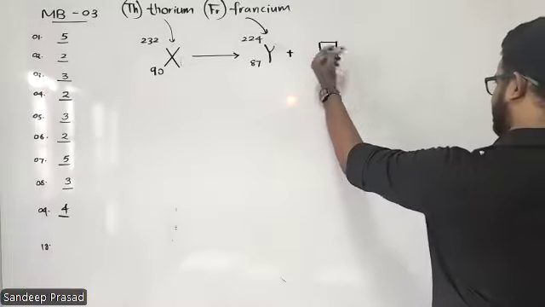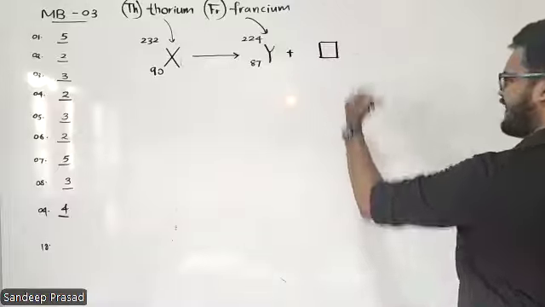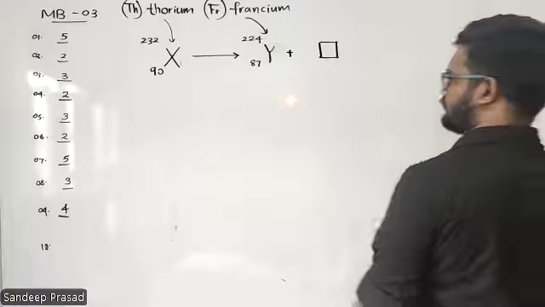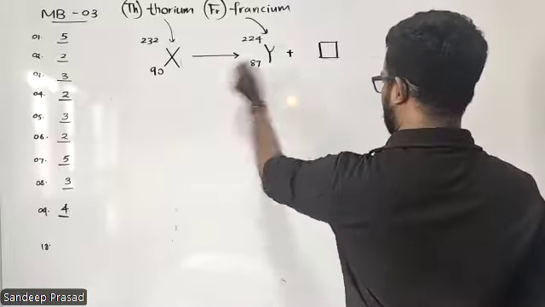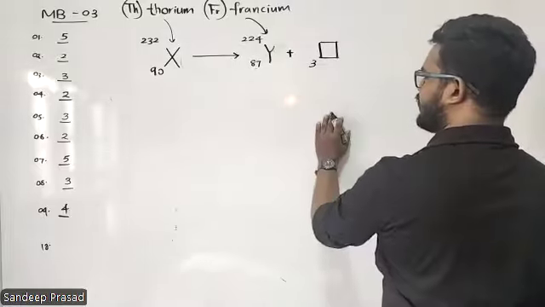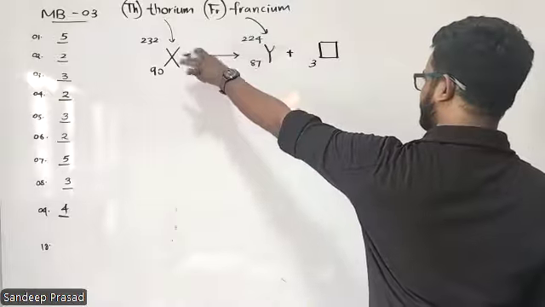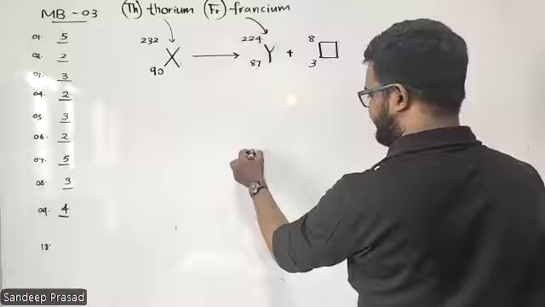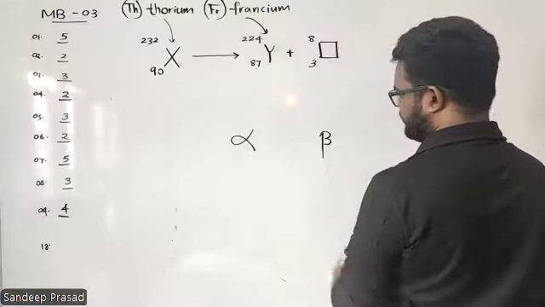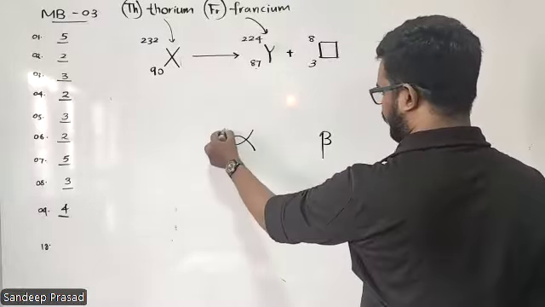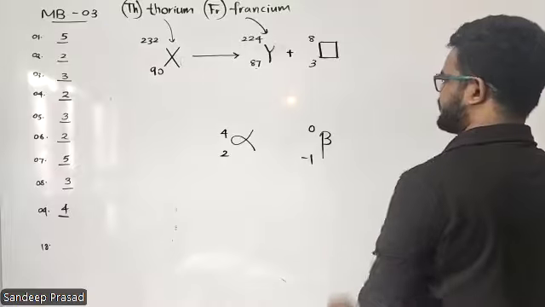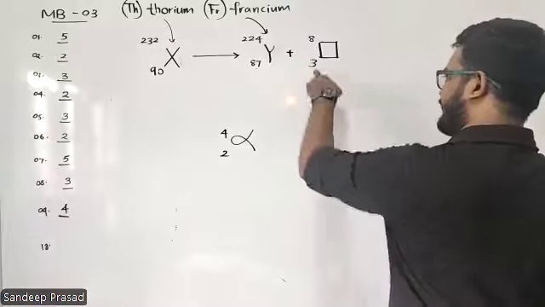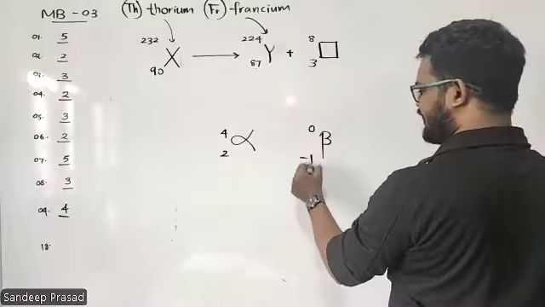Let's assume that there should be only one radiation, one particle. Then in order to balance this, here for 87, how much do we need? 3. And here, in order to make 232, we need 8. In the answers, they have given only alpha and beta particles. Alpha means 2, 4. Beta means minus 1, 0. Here the value is 3. Then we can't make 3 here because beta is a minus value.